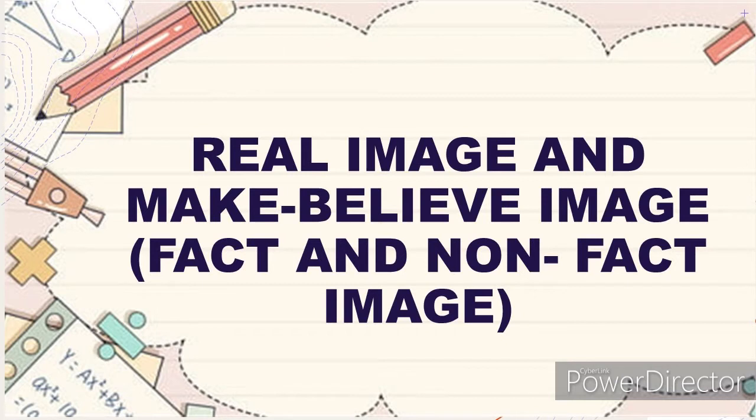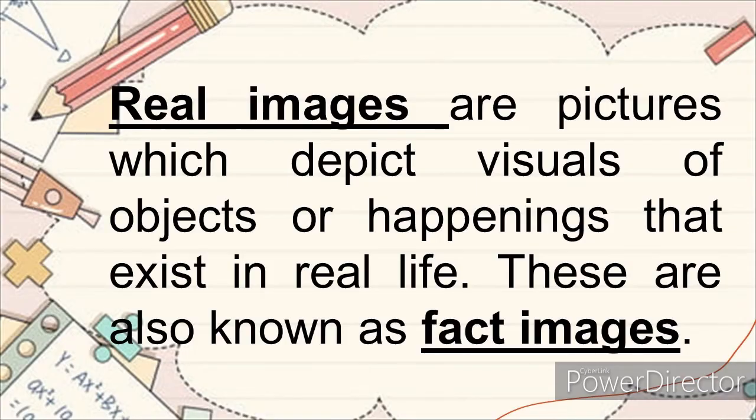We have here real image and make-believe image, or fact and non-fact image. Let's discuss the meaning and the difference between real image and make-believe image. Let's have first real images. Real images are pictures which depict visuals of objects or happenings that exist in real life. These are also known as fact images.